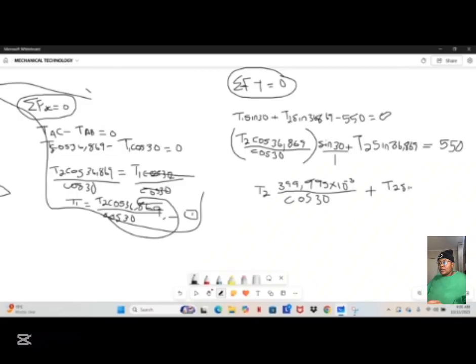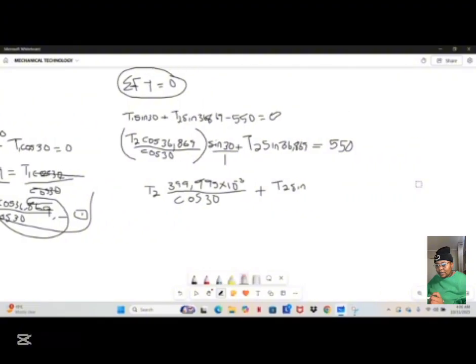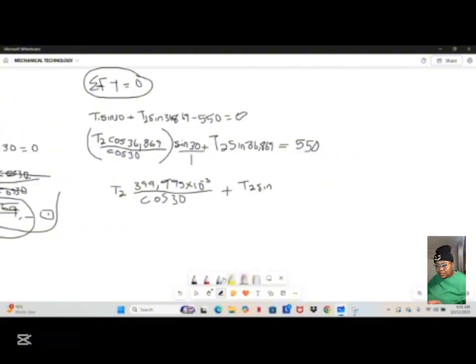This is very long. I'm sorry, this is very long, so we have to bear with it for a bit because it's longer than I thought. Okay, right, so let's continue.